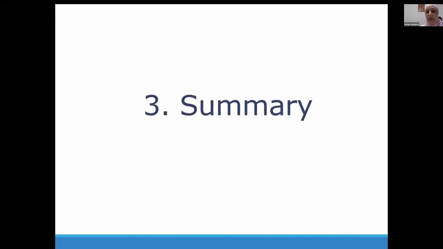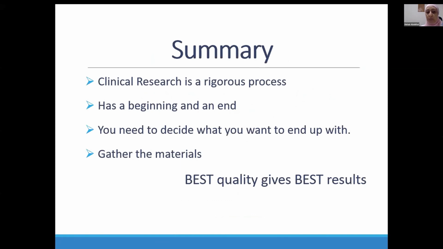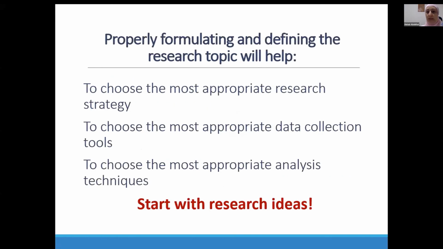So very quickly, in summary, clinical research is a very rigorous process. It always has a beginning and an end, and you need to decide on what you want to end up with. When you gather the material, you have to consider that best quality gives the best results. And so proper formulating and definition of the research topic will help you to choose the most appropriate research strategy, design the most appropriate tools, and the most appropriate analysis techniques.